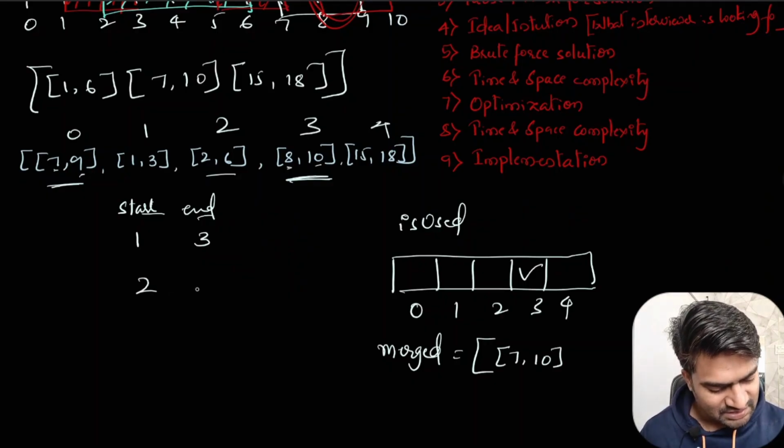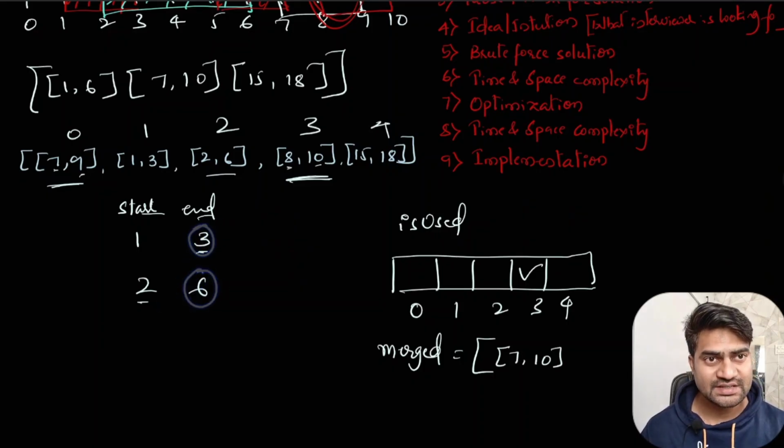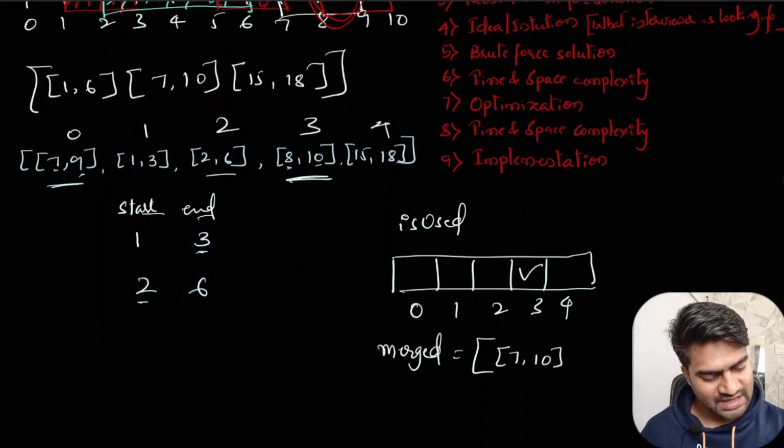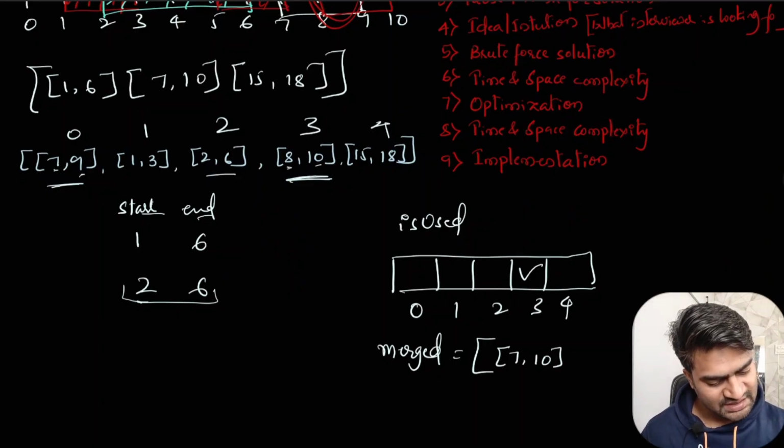Now I will take 2 and 6. If you see, our end 3 is greater than our next start. It means it overlaps, correct? If that is the case, let us merge these two. Out of these two starts, one is smaller, so I don't need to update anything. Now out of these two ends, which is the greater one? 6. So I will update the end with 6. Correct, right? Now we successfully processed 2, 6. It means we already used it. So what is the index of 2, 6? It is 2.